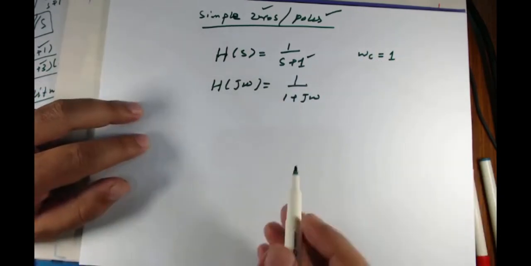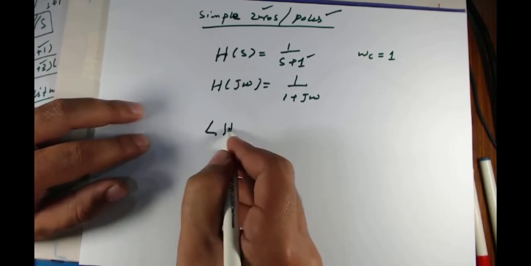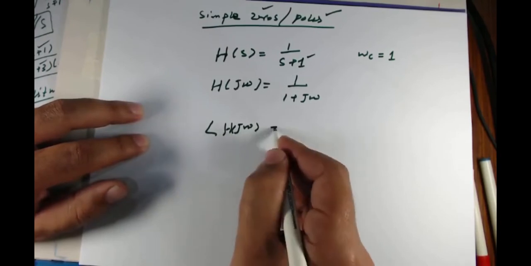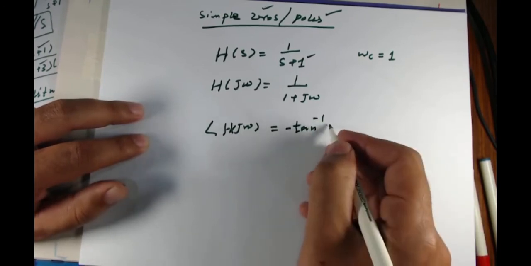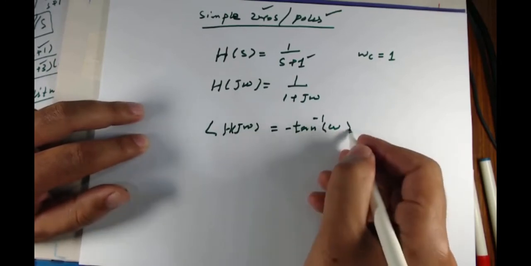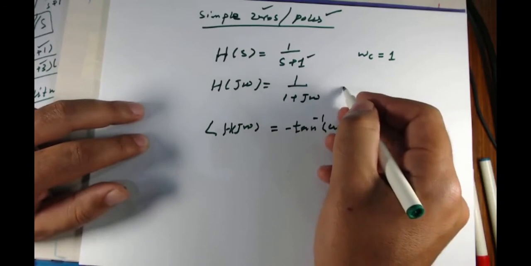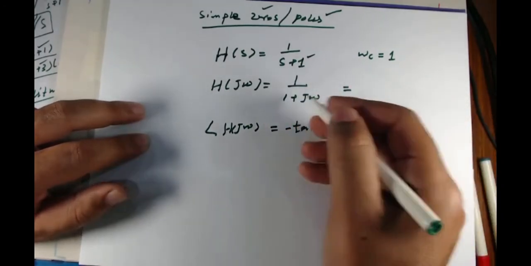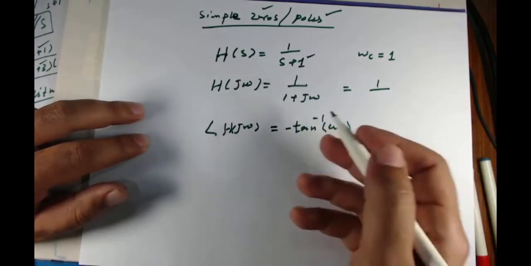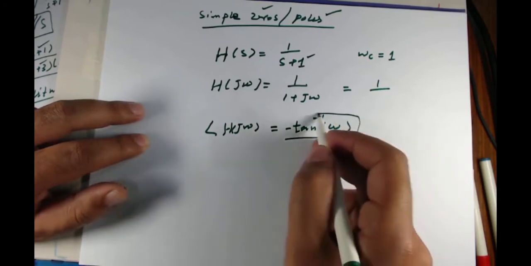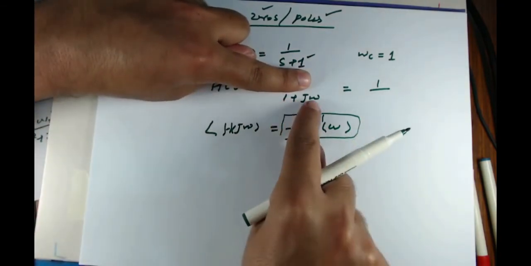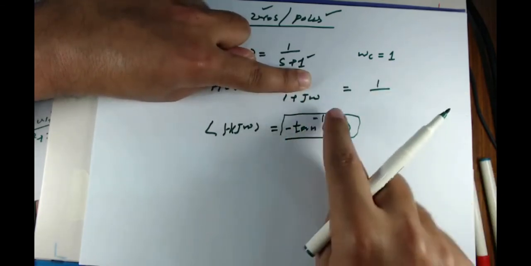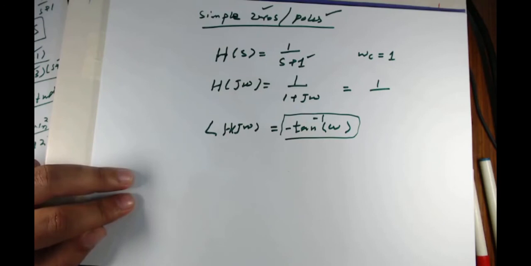Now we need to find out the phase of H(j omega). What will be the phase of this thing? This will be minus tan inverse of omega. I think you know that. We can write this equation as 1 by (1 + j omega). Where does this minus come from? You can find its phase, which will be tan inverse of omega. Since it is in the denominator, you put a minus sign and it goes to the numerator. So the angle is minus tan inverse of omega.